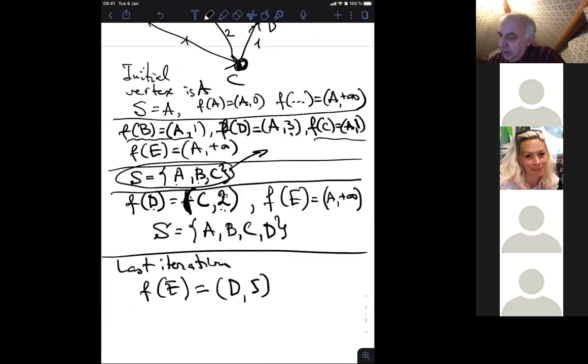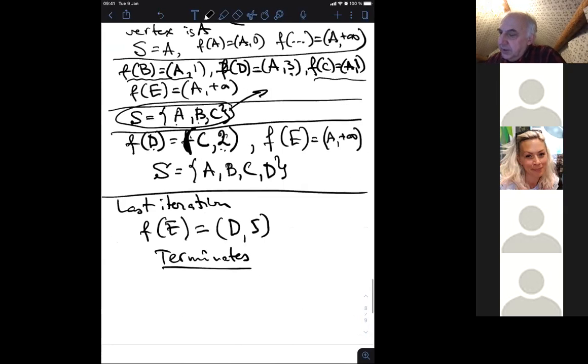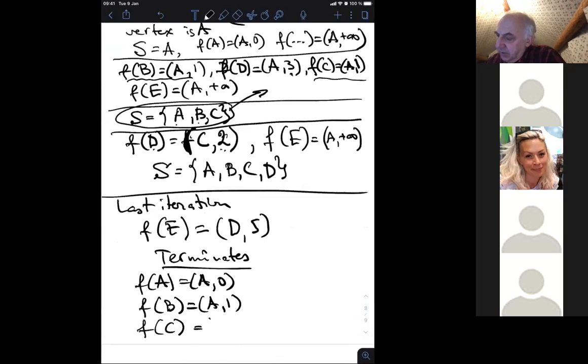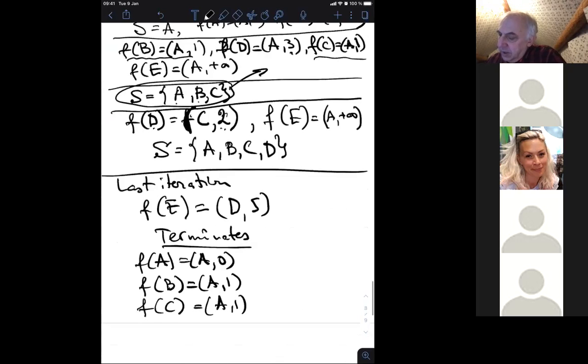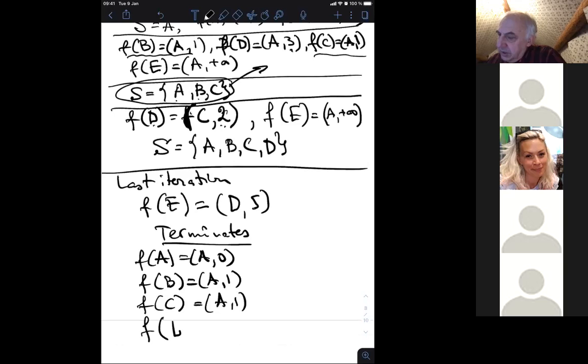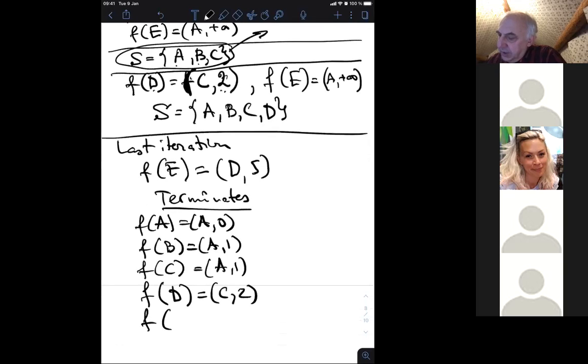And now the algorithm terminates. And the final set of labels is: f of A is A0, of course. F of B is A1. F of C is A1. F of D is C2. And finally, f of E is D5.